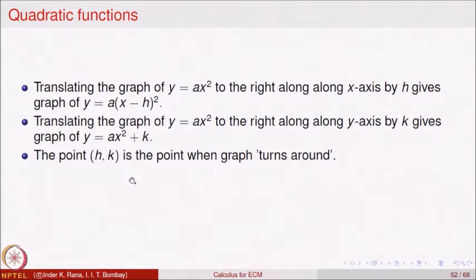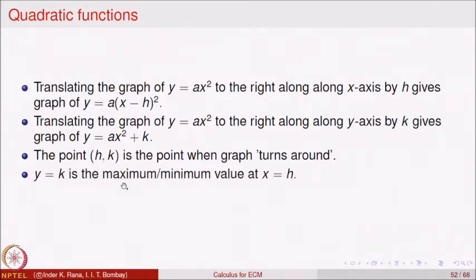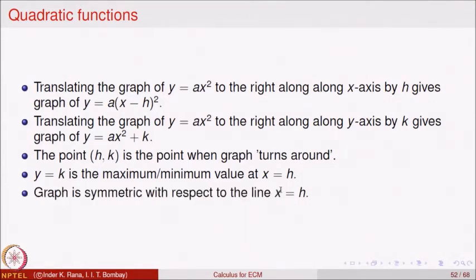So, the curve will turn around, the graph will turn around at the point (h, k). Earlier it was turning at (0, 0). Depending on whether a is positive or negative, it will have a maximum or a minimum value. The maximum value will be k or the minimum value will be k at the point x is equal to h. And the graph will be symmetric around the line x is equal to h. So, these are just observations translated from the equation y equal to x².